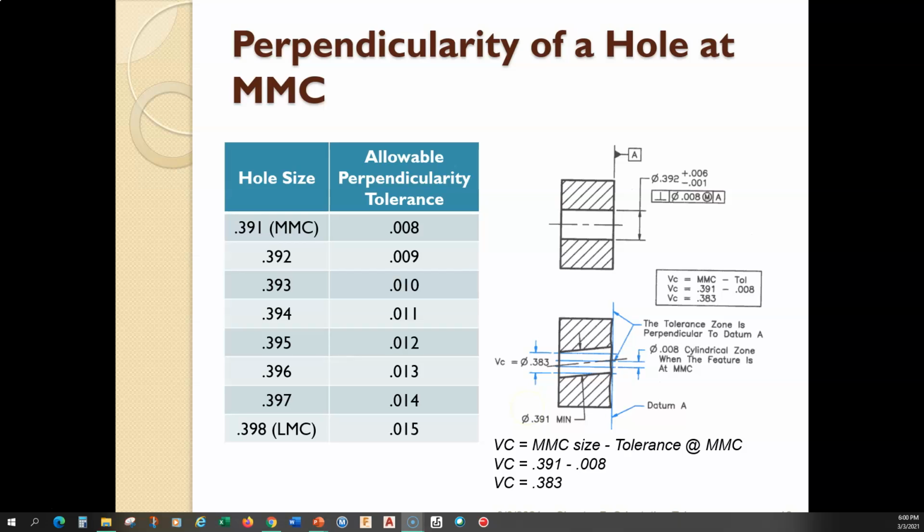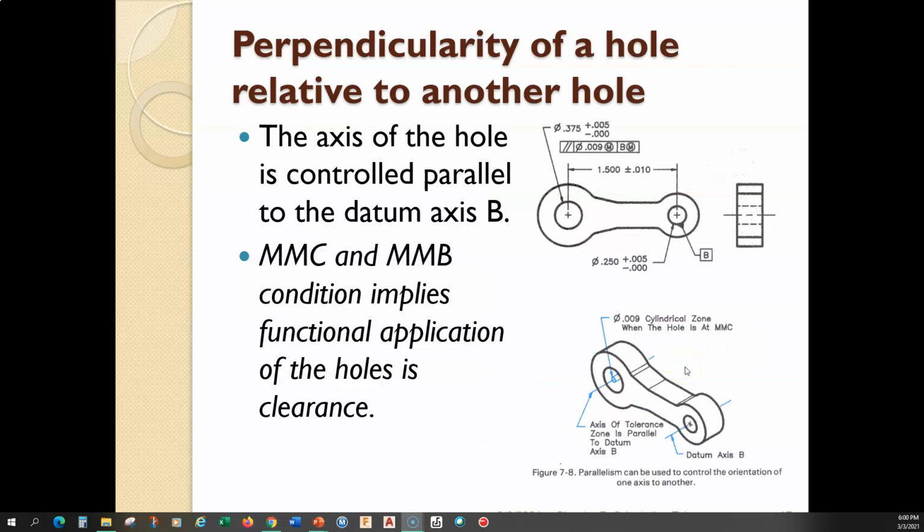So make sure you understand this. Make sure you do some calculations, some practice problems with this so that you understand. Make sure that you realize that the tolerance here is the geometric tolerance. Right? Not anything to do with the size tolerance. Okay. Hint. This is a problem that is very, very similar to one that you're going to do in your study guide. So make sure that you read and understand this application, perpendicularity of a hole relative to another hole.